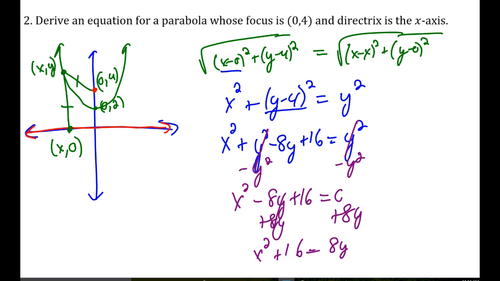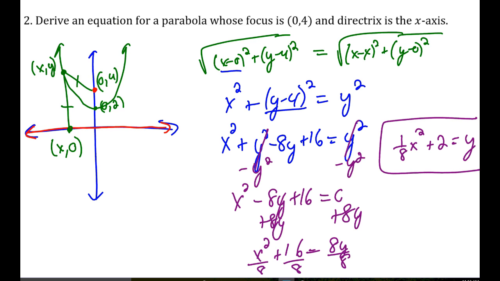I get x squared plus 16 equals 8y. So I'm going to divide everything by 8. It's in your best interest to divide each term by 8. And you end up with 1/8 x squared plus 2 equals y. So that's the equation of the parabola whose focus is (0, 4) and directrix is the x-axis. Notice how the vertex, I didn't shift it horizontally, but I shifted it up 2, so that checks out. And 1/8, it's concave up, because that 1/8 is positive, and that makes sense. So that is the equation of that parabola that we sketched.